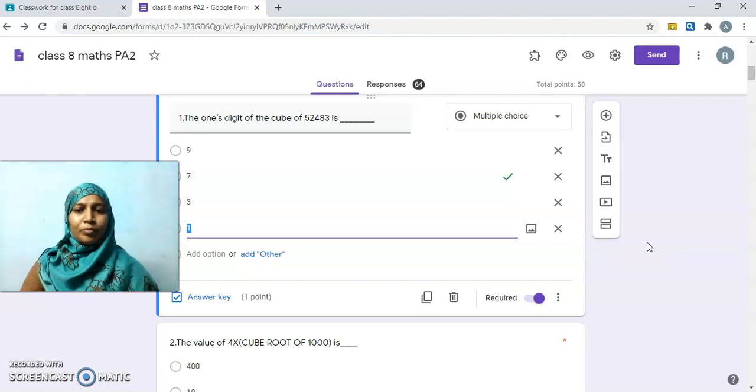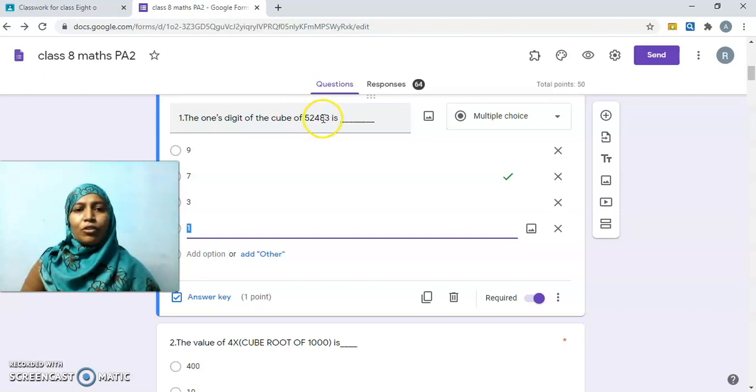How are you all? Okay children, today we are going to discuss the answers for the PA2 question paper. Are you ready children? The first question is, the ones digit of the cube of 52,483 is dash.